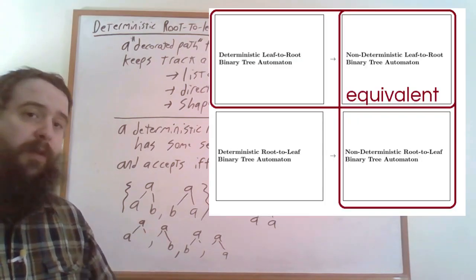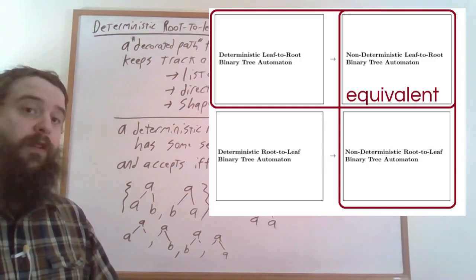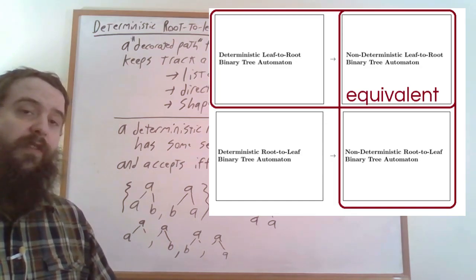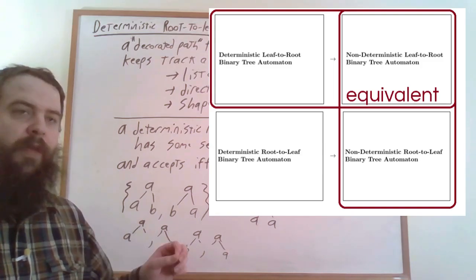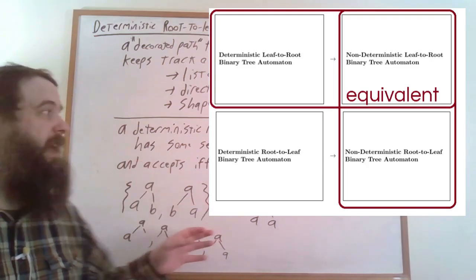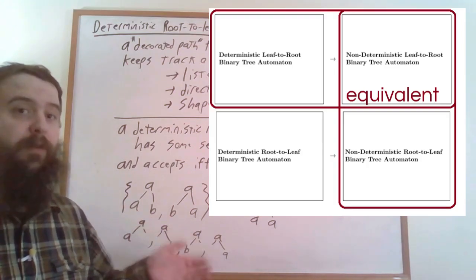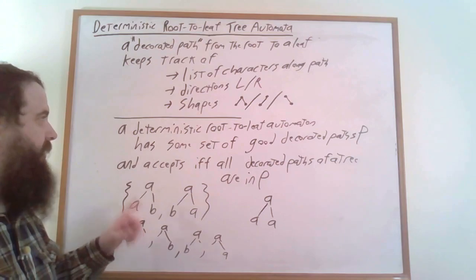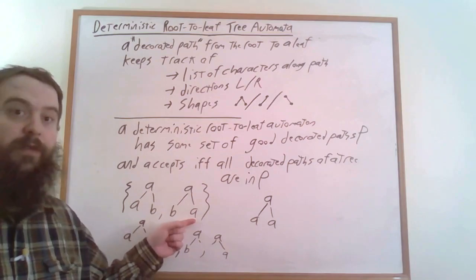So again, deterministic root-to-leaf tree automata are not something we're interested in studying. We're interested in studying non-deterministic root-to-leaf tree automata, and we're interested in studying deterministic and non-deterministic leaf-to-root tree automata. But this particular case is not expressively equivalent to the other three, and it also can't express some really basic things that we'd really like to be able to express. I encourage you to try defining a deterministic leaf-to-root tree automaton that accepts these two trees and nothing else.